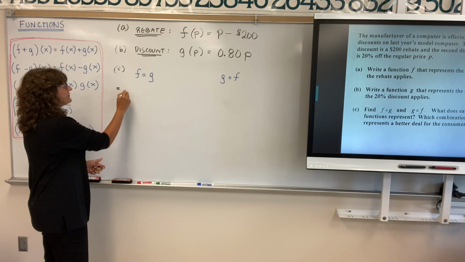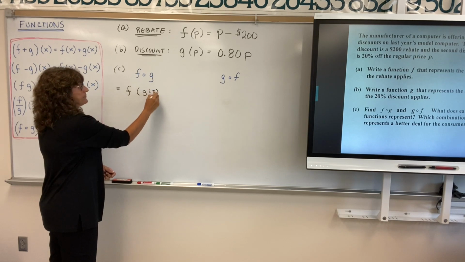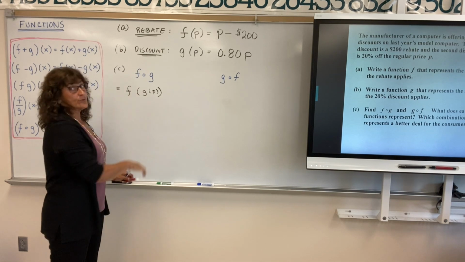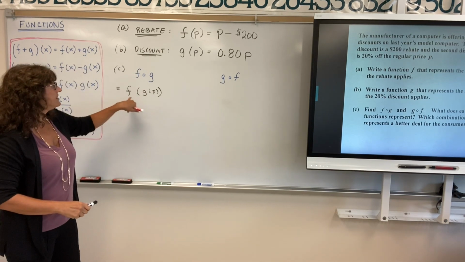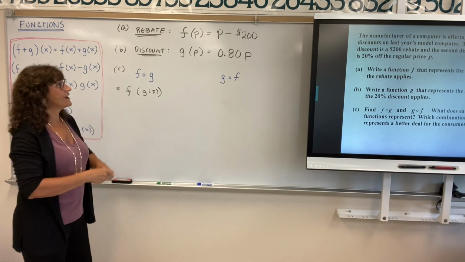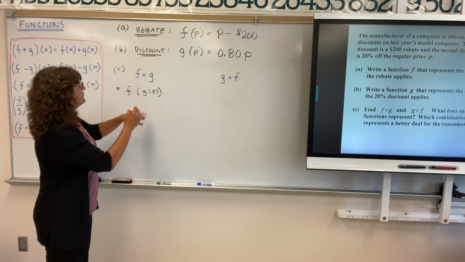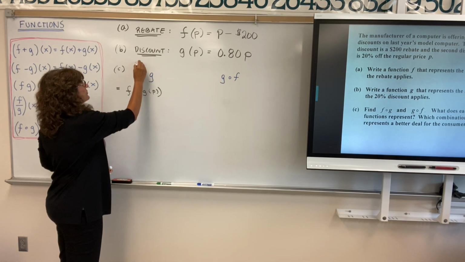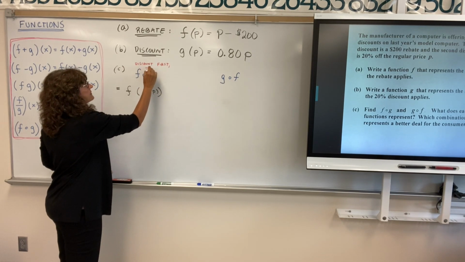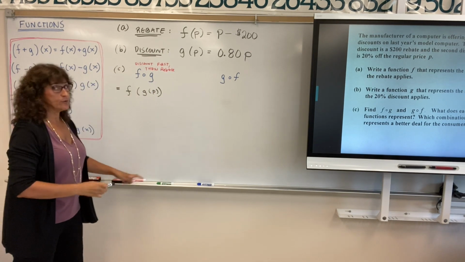This means, by definition, that you're taking the F of G of P, where P is the price of the computer. So you work from the inside to the outside, and because G happens to be the discount, this one you're applying the discount first. So the G function is your discount. So this is discount first, then rebate.